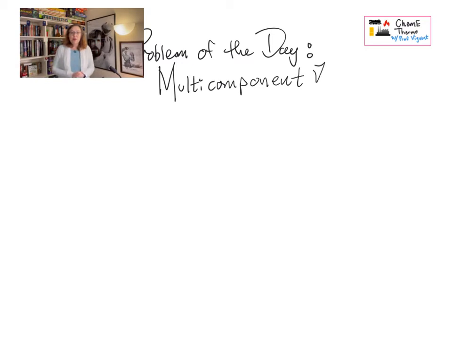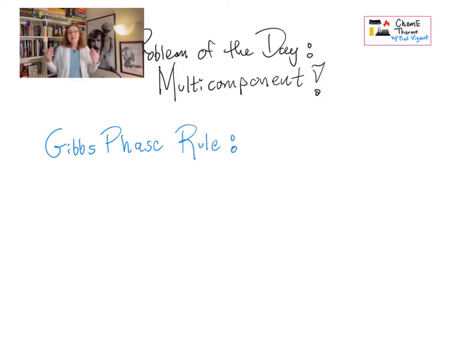Here we are. So quite often, when we have a system that has multiple chemical components in it, what we're most concerned about is either reacting it or separating it. So that's what we're going to concentrate on. Let's revisit our friend the Gibbs phase rule. You remember that's degrees of freedom equals components minus phases plus two, which is just two.